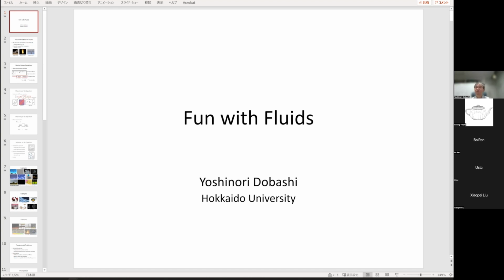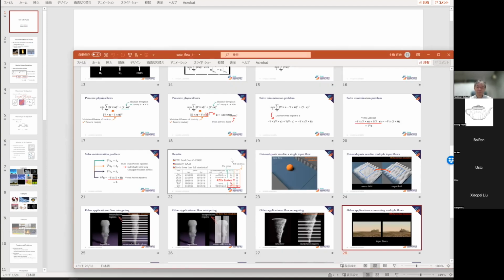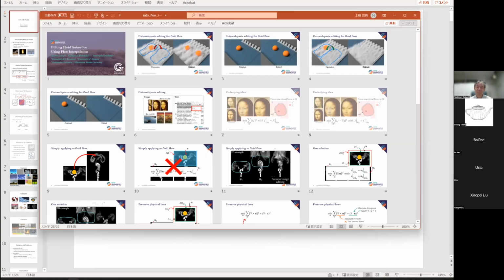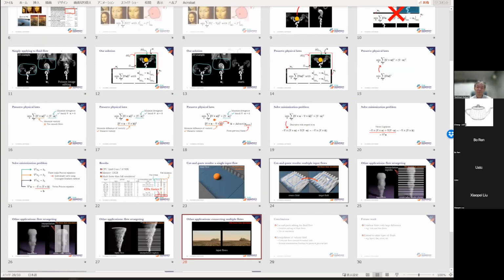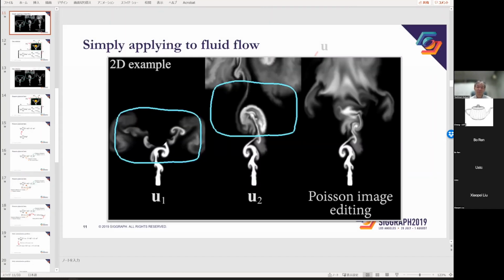My first question is about the fluid cut and paste. If I am not wrong, the Poisson equation is actually solved at the boundary, not in the whole region, right? Then why can solving the Poisson equation at the boundary make the pasting more realistic than solving the Poisson equation in the whole region? I just want to know the reason behind it.